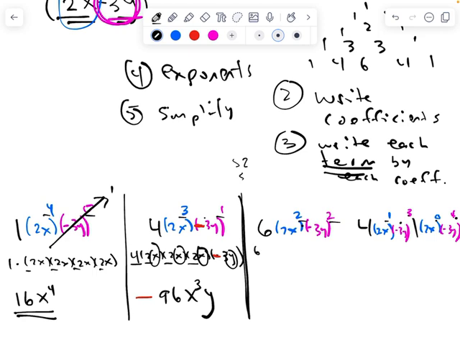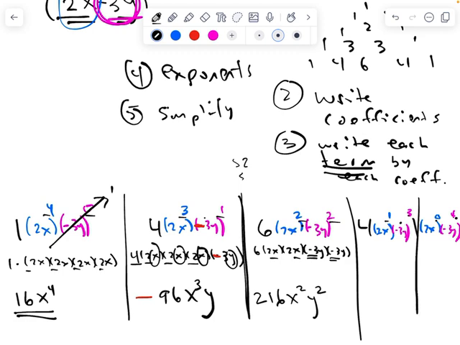Now this next one is going to be 6 times 2x times 2x times negative 3y times negative 3y. And when we go and simplify that, that's going to turn into 6 times 2 is 12, times 2 is 24, 24 times 9 is, let me think. That's going to be 216. And we've got a negative and a negative. The negative and the negative make a positive. And so now we have 216 x, x. We've got 2 x's and we've got 2 y's.